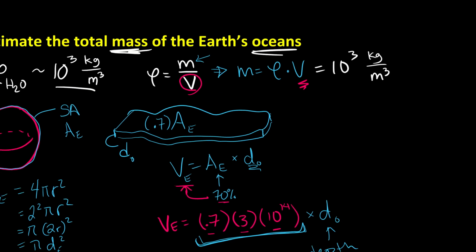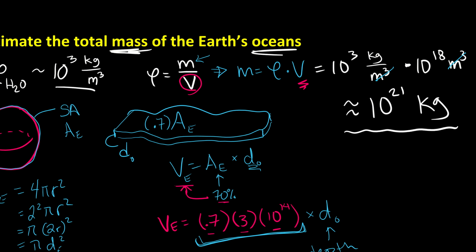Okay, so when we go up here and we multiply 10 to the third times 10 to the 18th cubic meters, our meters cancel out, and we end up with an answer as expected in kilograms. Okay, so our approximation, I shouldn't put an equal sign because we're just guessing, right? Making our best guess. So 10 to the 3 times 10 to the 18th, you're going to add the exponents. We're going to estimate that the mass of the oceans on Earth is approximately on the order of 10 to the 21 kilograms.